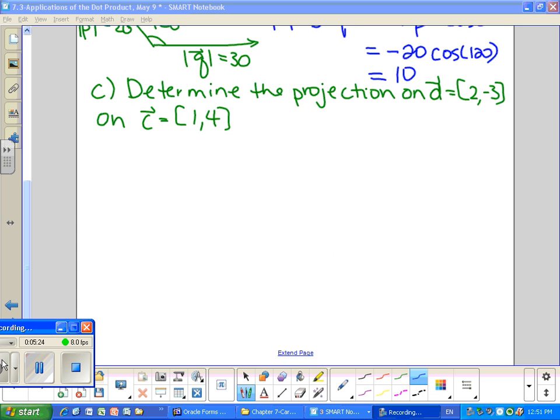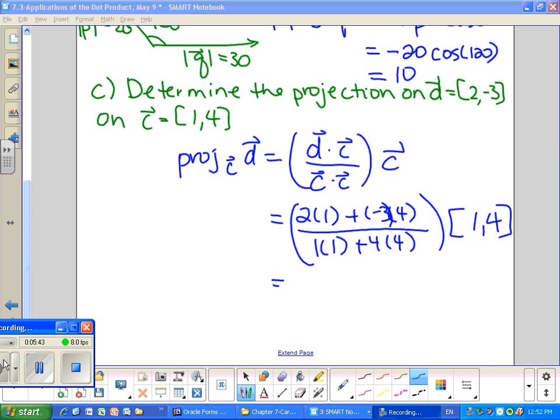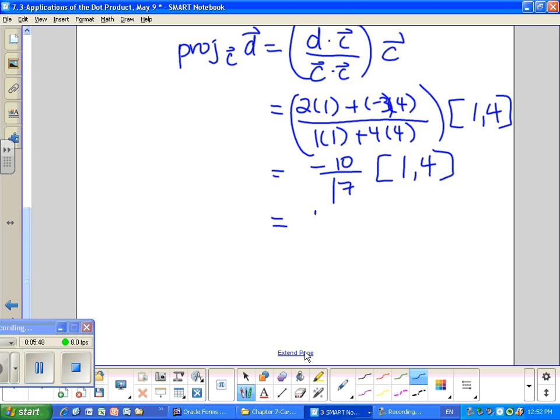So we're going to use the second equation to find the projection. This is the projection of D onto C, which equals D dot C over C dot C, and then times the vector C. So that's what you would have for the first step. Then we take that negative 10 over 17 and distribute it through. So your vector ends up as the following, and that would be the location of the projection of this vector.